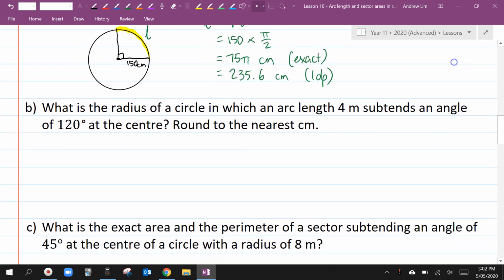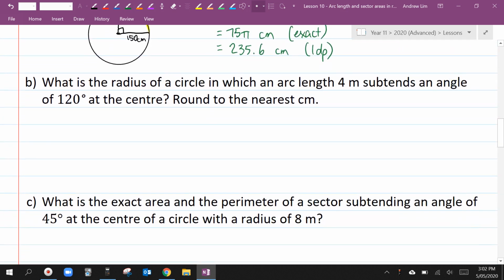Okay. Question B. Here we're sort of working backwards. What is the radius of a circle in which an arc length of 4 meters subtends an angle of 120 degrees at the center, round to the nearest centimeter? So here we're going to draw another circle. Okay, so 120 degrees. That's about 120 degrees. We know that the arc length is 4. And we need to work out what the radius is.